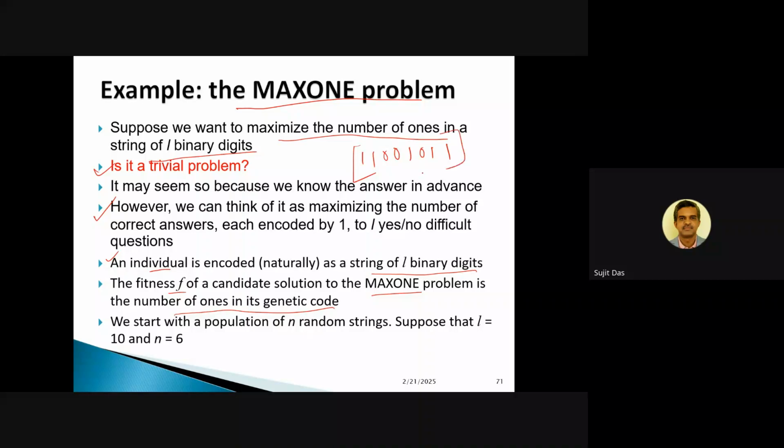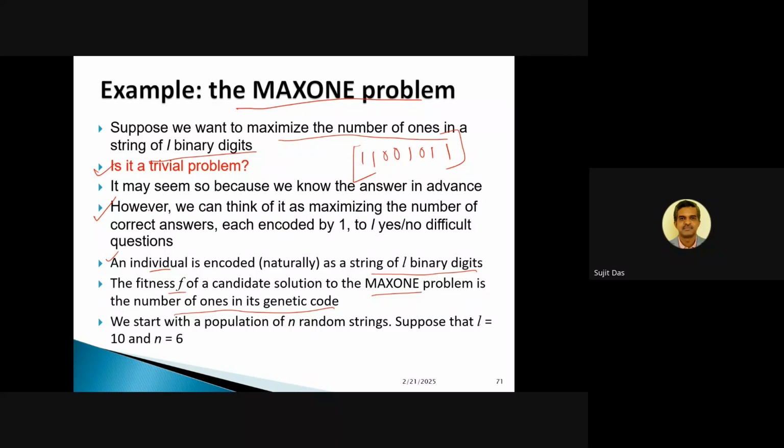Now you may ask me, sir, how many zeros and ones are you taking? Actually, this is based on the problem parameters. In the traveling salesman problem, how many cities are there? Based on that, you need to select the chromosome size. Like in the max1 problem, how many zeros and ones do you want to consider? It will be based on that. Simply, it depends on the number of parameters; that many zeros and ones you need to take.